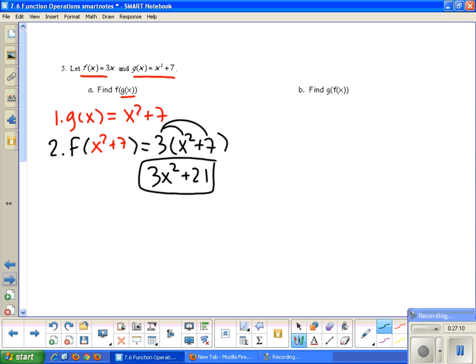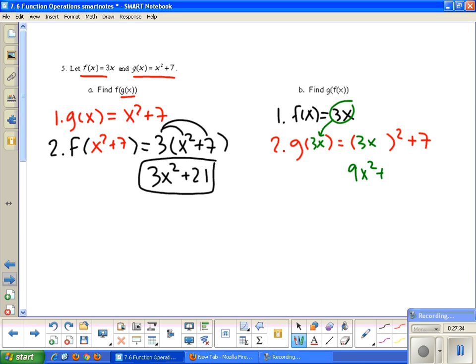And then for this one, our inner function would be f of x, which is 3x. And then our outer function is g of x. So we're doing g, and we're plugging something in for x. So what's that something that we're plugging in? f of x, which we said was equal to 3x. So we get 3x squared, which would be 9x squared plus 7. And then that's what we're going to be doing for these problems.